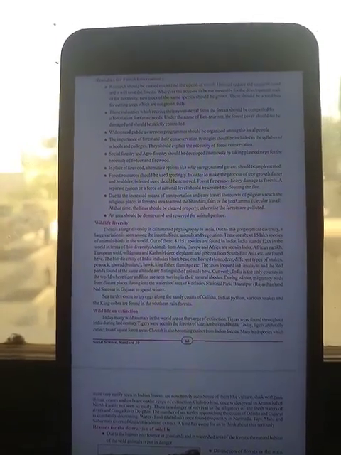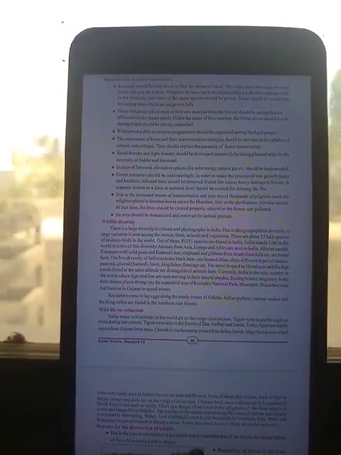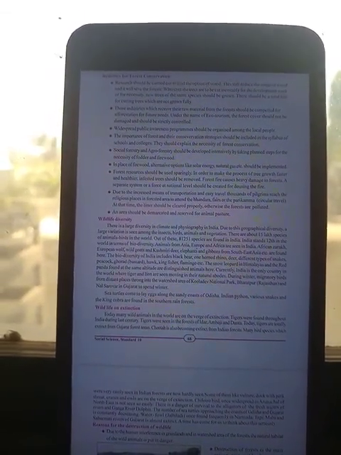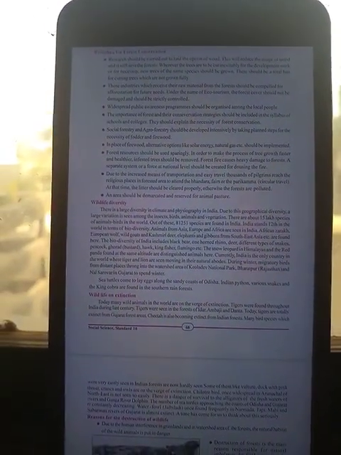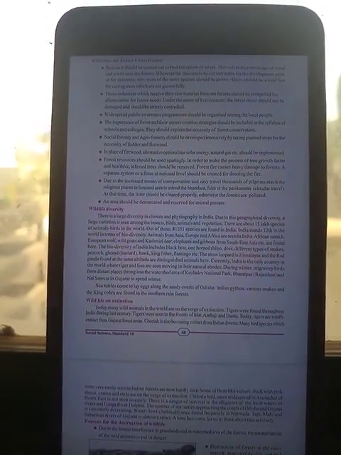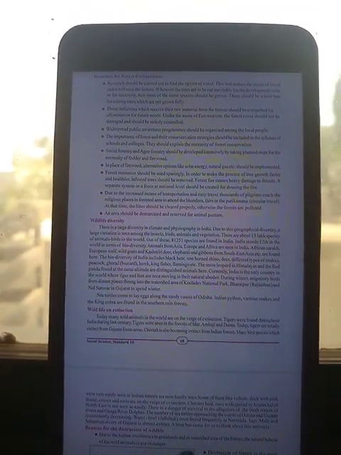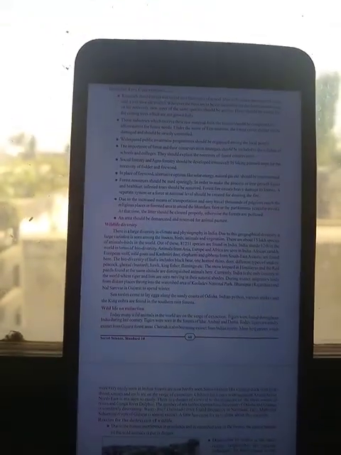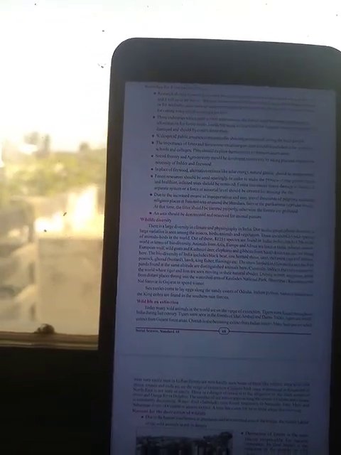Next, due to the increased means of transportation and easy travel, thousands of pilgrims reach the religious places in forest areas to attend the Bandhara fairs or the Parikrama circular travel. At that time, litter should be cleared properly, otherwise the forests are polluted.